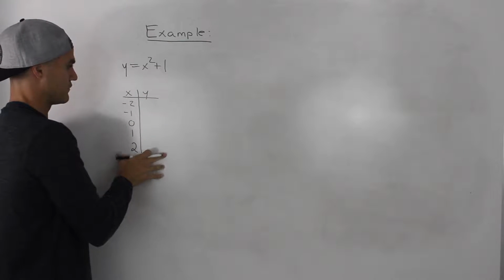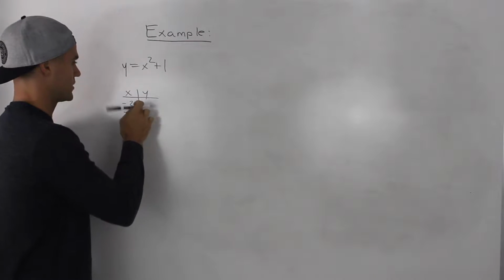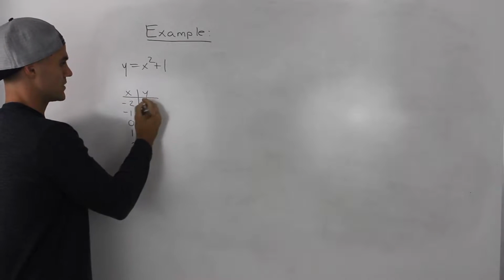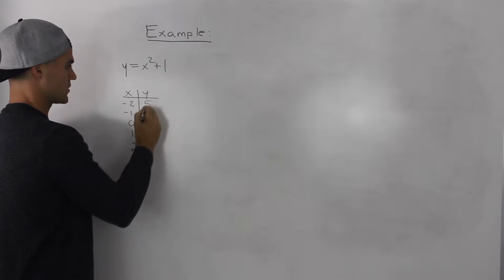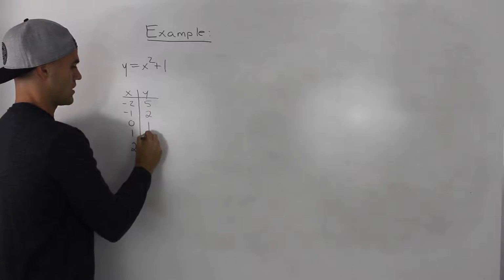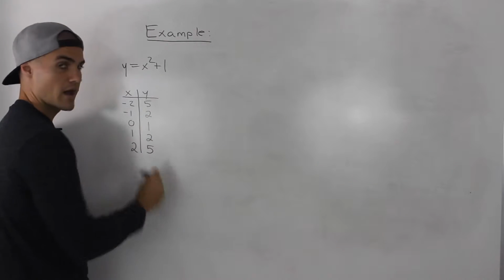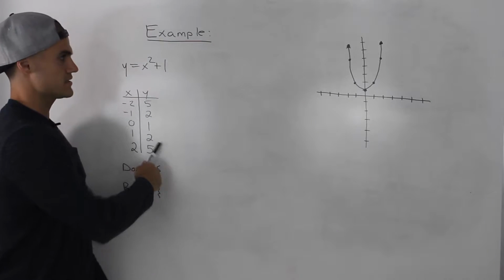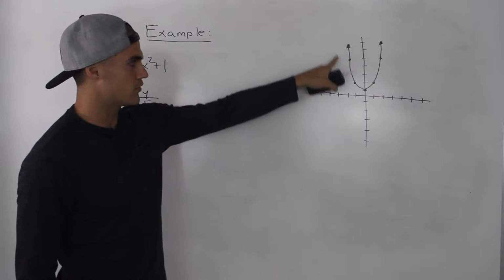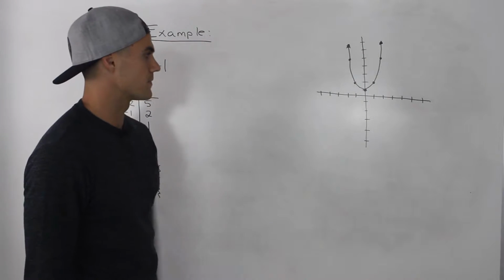So I made a table of values. Let's fill in the y portion. So negative 2 squared plus 1 is 5, negative 1 squared plus 1 is 2, then 1, 2, and 5. So taking these points and then plotting them, we end up with this parabola right here.